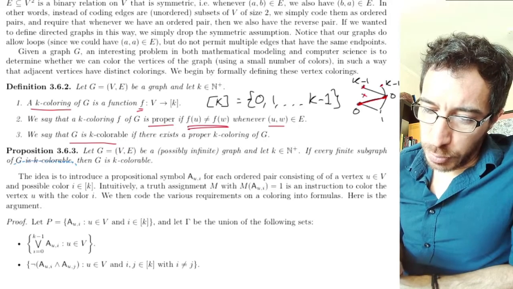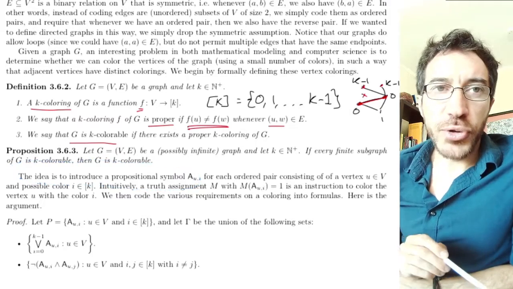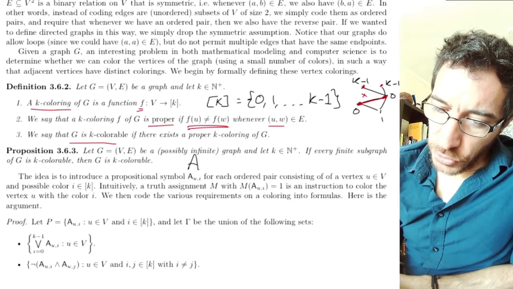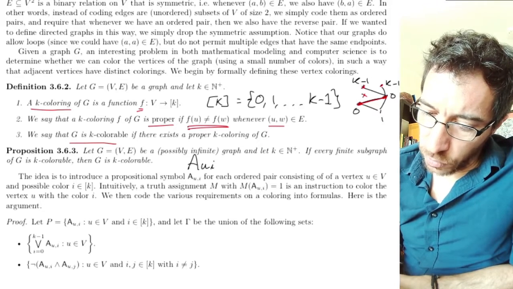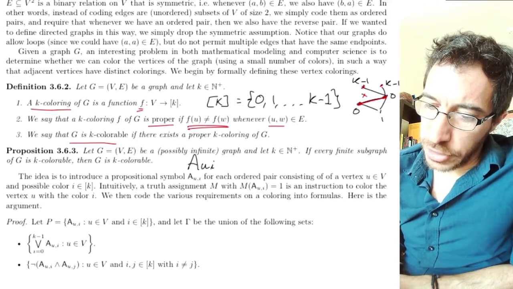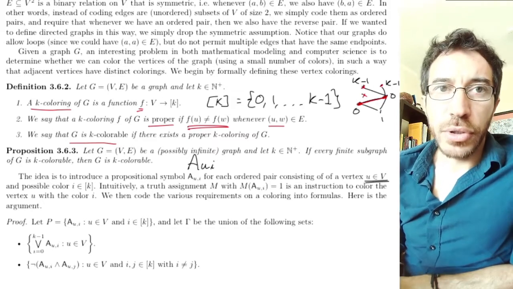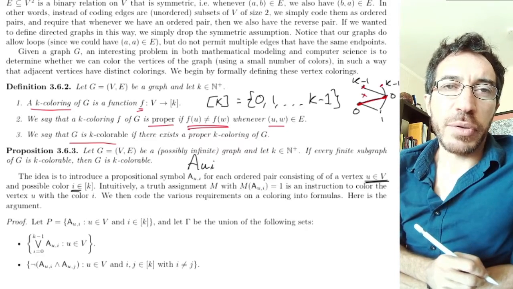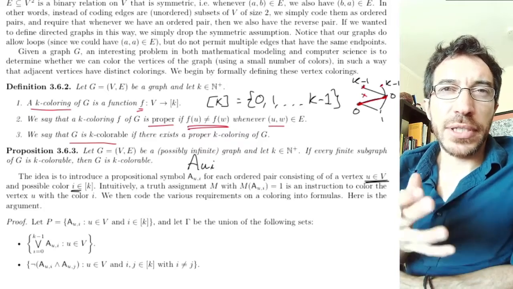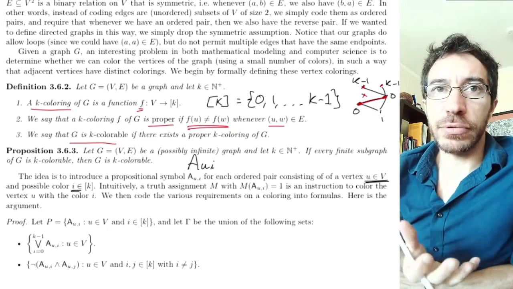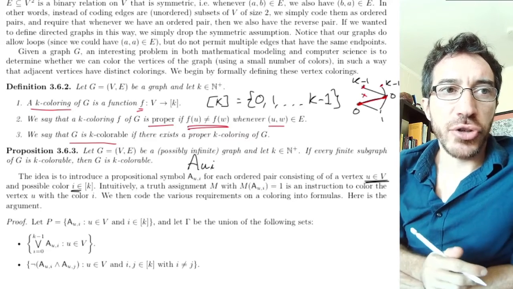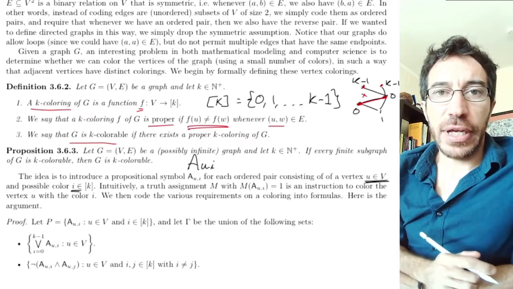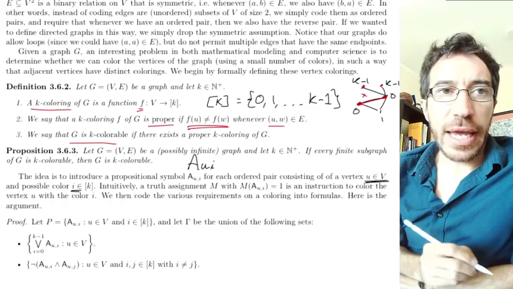So the idea is to introduce propositional symbols A_{u,i}. Let me draw that bigger. A_{u,i}, where what's u and what's i? For each ordered pair consisting of a vertex u and a color i. So the u represents a vertex in the graph, and the i represents a number from 0 to k minus 1, which is what we're using as colors, right? So our colors are the numbers from 0 to k minus 1. So that's what those are. So for each color and each vertex, we have a sentential symbol A_{u,i}.